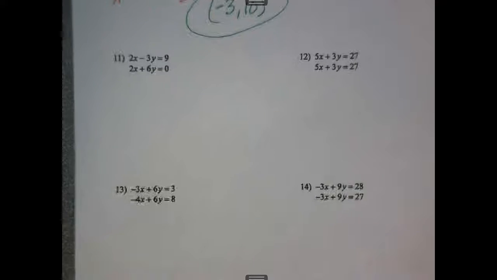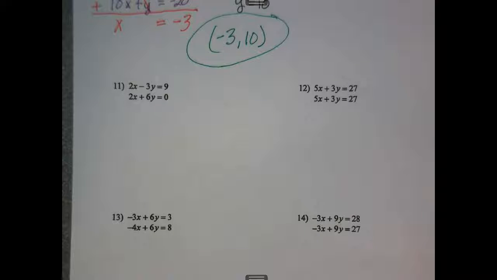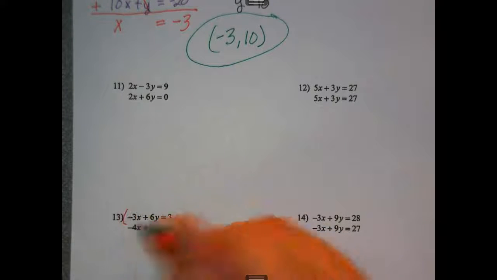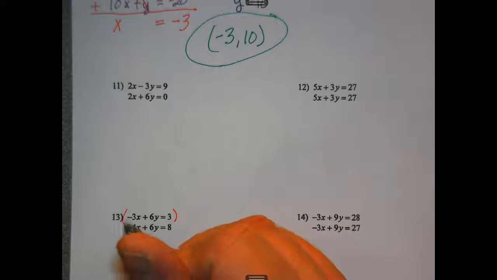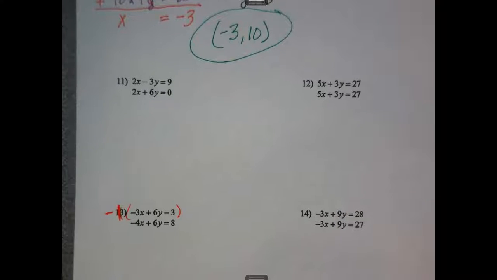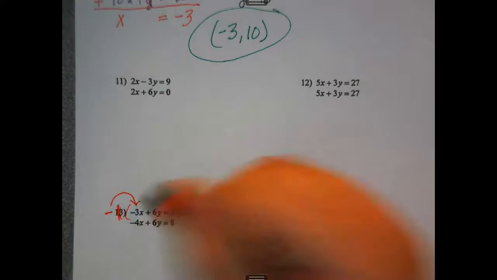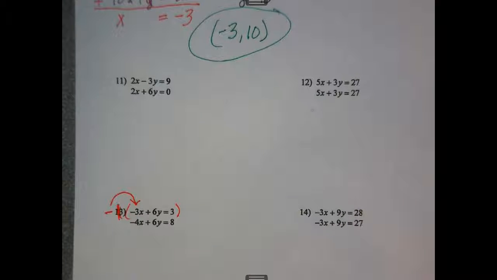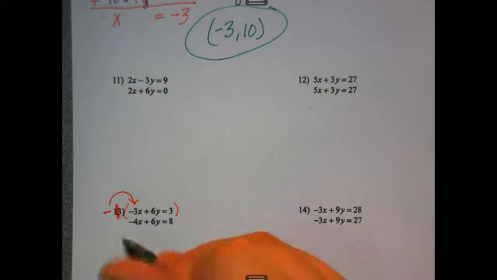How about 13? Which one do you want to multiply by? Negative 1. I'm going to multiply the top one by negative 1. Negative 1 times 3x is positive 3x.